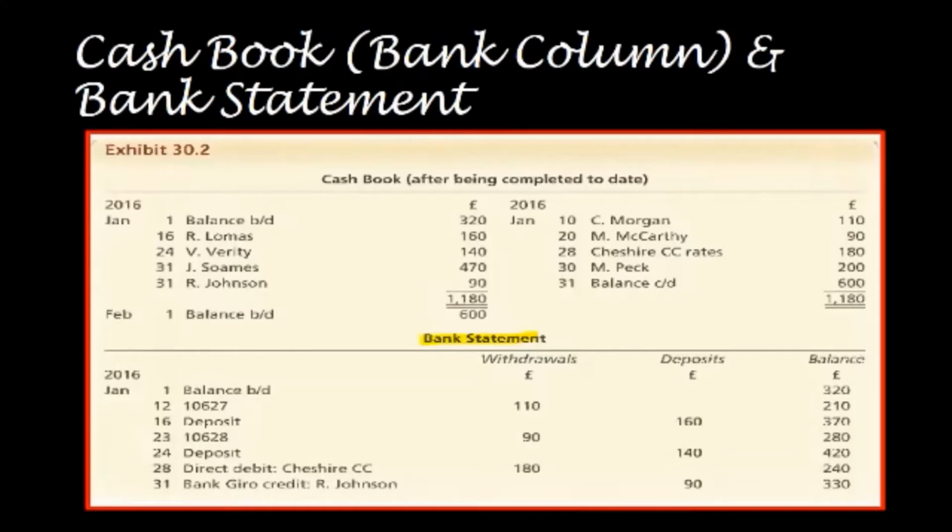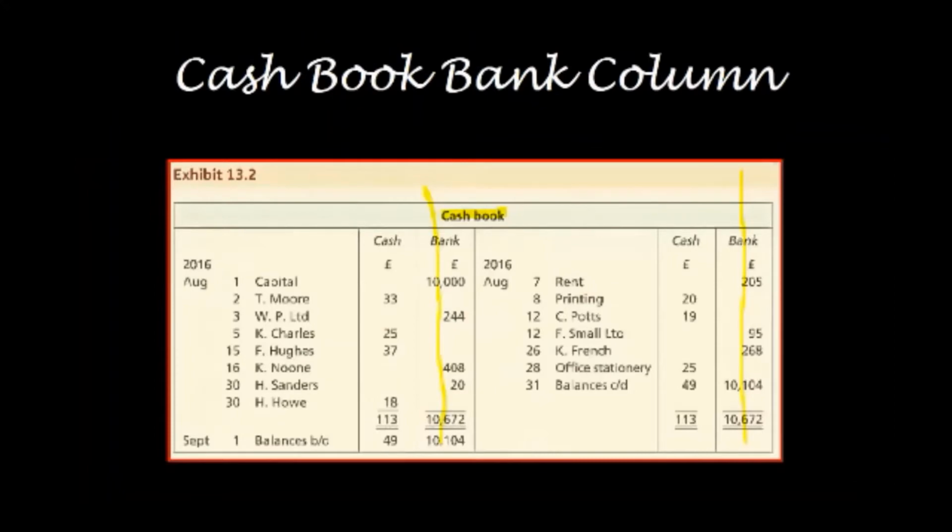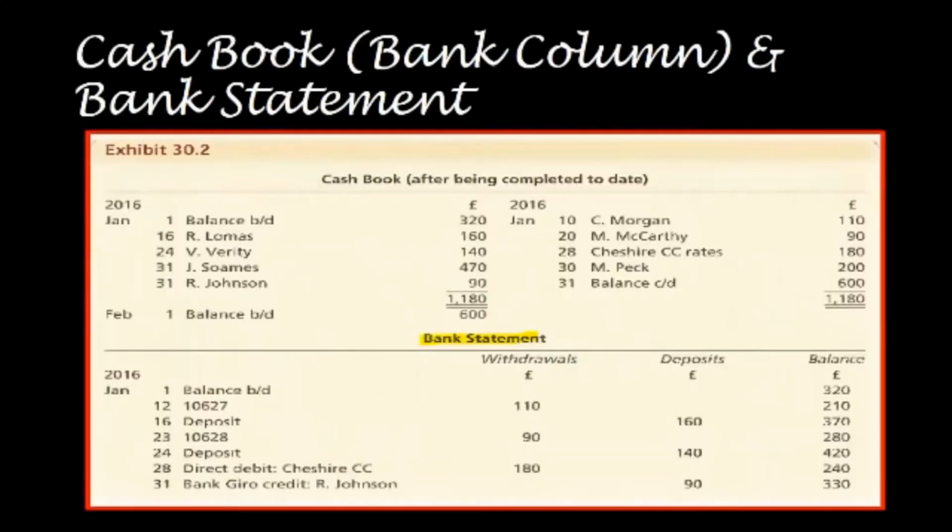Okay, this cash book here is showing you the bank columns only. It's not showing you the cash column. So that cash book is showing you just this column and this column here. So these are the two items that we need to do a bank reconciliation statement.